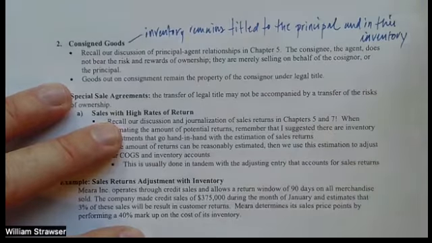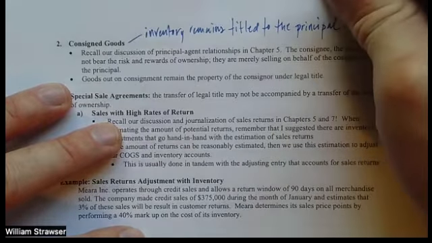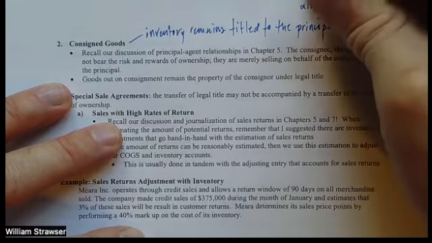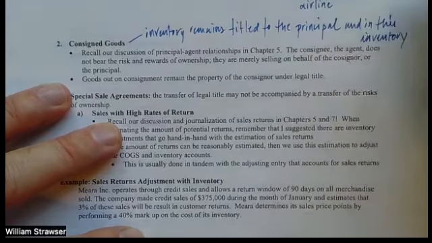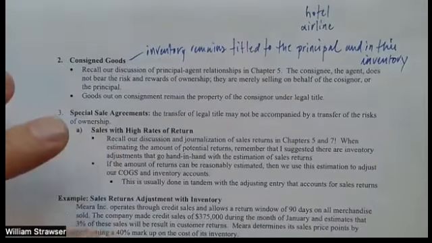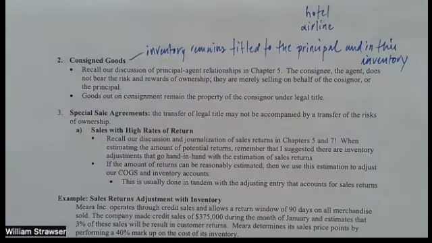So when you think of the principal, think of the hotel or think of the airline, even though inventory doesn't really work in those two relationships. But they are not Priceline.com. Priceline.com is the agent. They do not own the service that they are selling. So goods that are on consignment remain the property of the person, even though the inventory is no longer physically there.